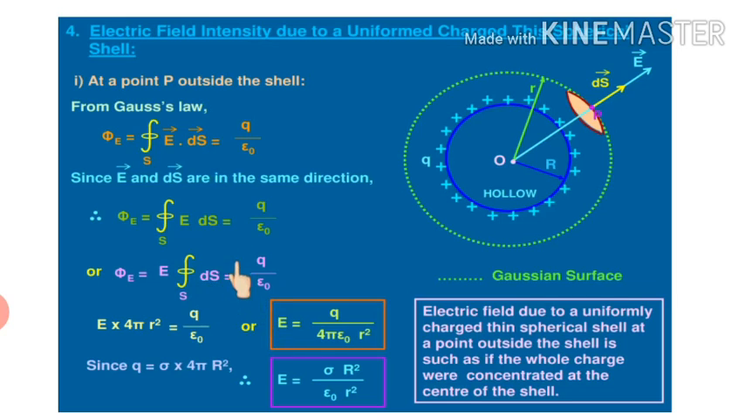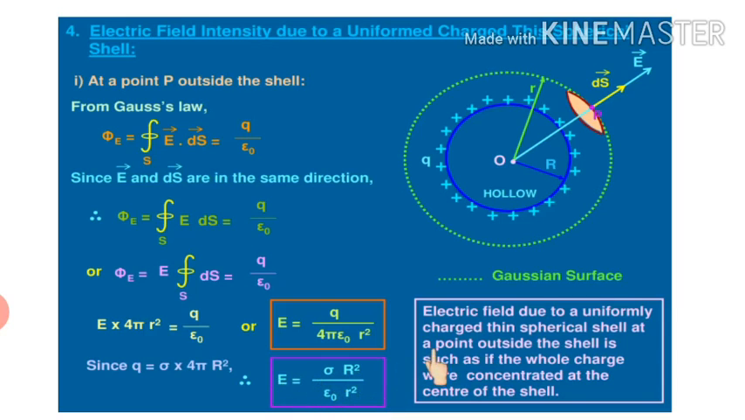Now the complete integral of ds will give us the surface area of this Gaussian surface, and it will be 4 pi r square. And we want to calculate E, so 4 pi r square we have to shift onto this side. So finally we will have E equals q upon 4 pi epsilon naught r square. And in place of q, we can write this q in terms of surface charge density. So q will be equal to sigma into 4 pi r square. If you write this in place of q, then finally we will have this expression: E equals sigma R square upon epsilon naught r square.